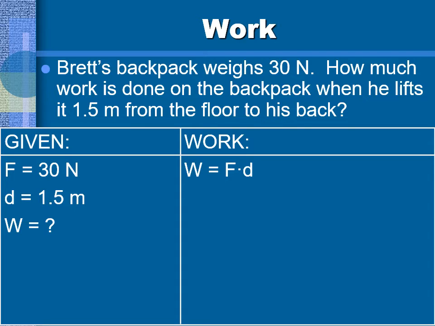So let's write out our formula. Work equals force times distance. The force is 30 newtons. We take that over from our givens. And the distance is 1.5 meters. This gives us a total work of 45 joules.